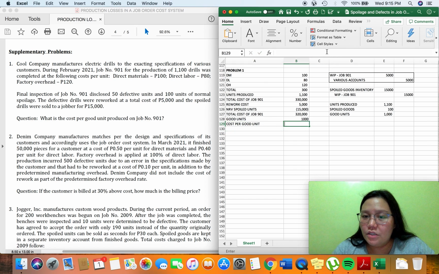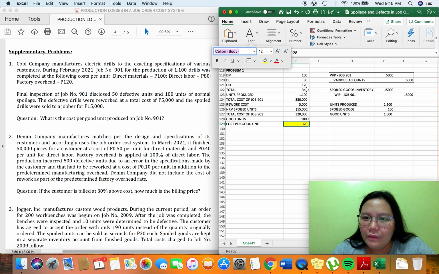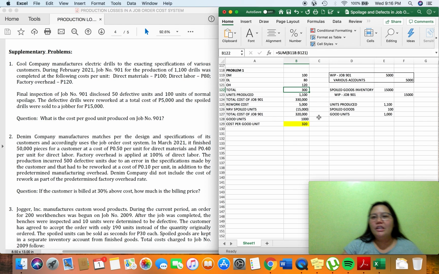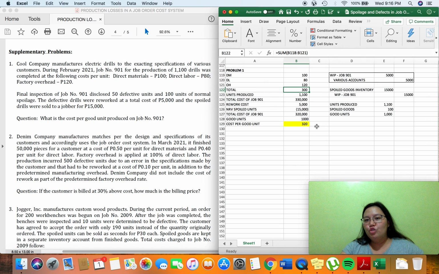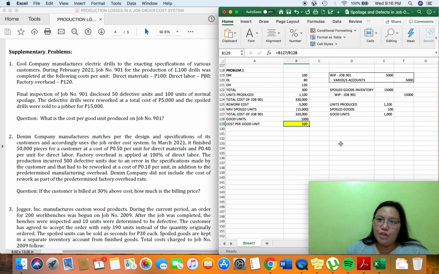we have, I think this is 320. Yeah. 320. So, this is our answer for question number 1. So, as you can see, diba, nagkaroon ng increase. Earlier, the total cost per unit is only 300. But because of the rework and the spoilage, diba, the cost per good unit delivered to the customer increased to 320. So, that's it for spoilage and defects in job order costing.